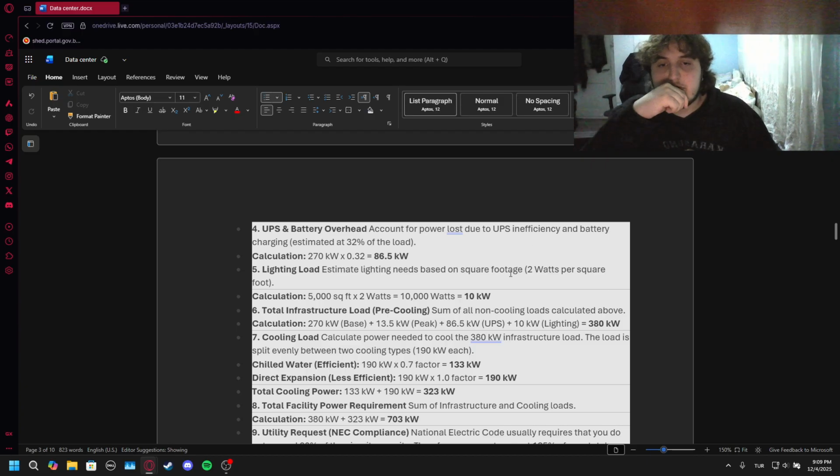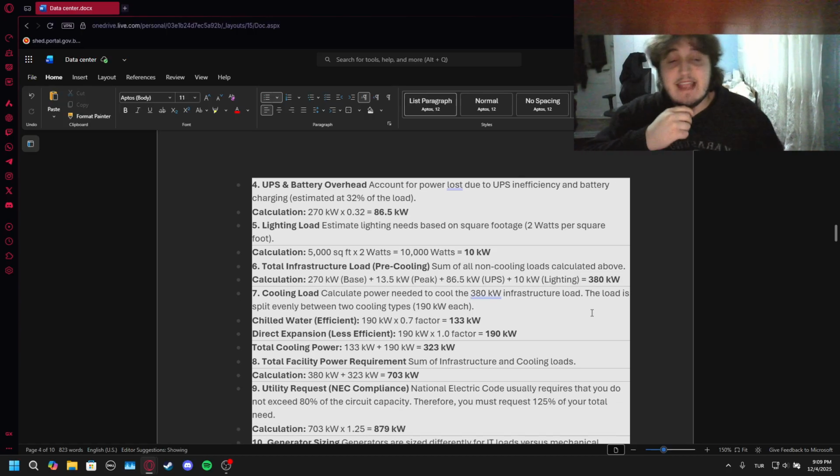Total infrastructure load, pre-cooling. Sum of all non-cooling loads calculated above: 270, 13, 26, to 380 kilowatts. Cooling load. Calculate the power needed to cool the 380 kilowatts infrastructure load. The load is split evenly between two cooling types, 190 kilowatts each.